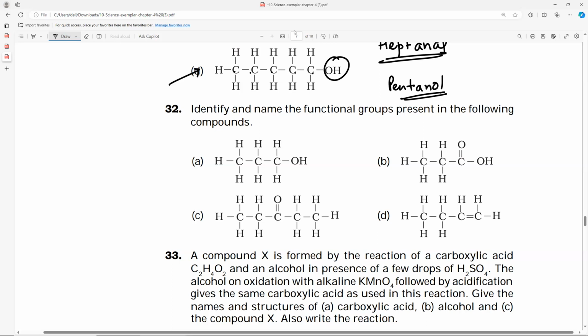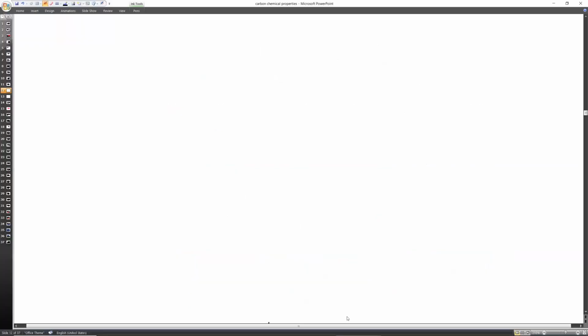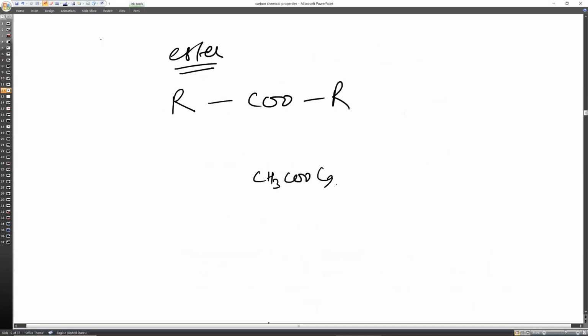So let's talk about the IUPAC naming. If I talk about the IUPAC names of some esters, esters are the functional group that has COO, with R here and R here, and they are derived from salts of carboxylic acids. For example, if you are going to write the name of this ester, CH3 COO C2H5, the COO is called the oate group.